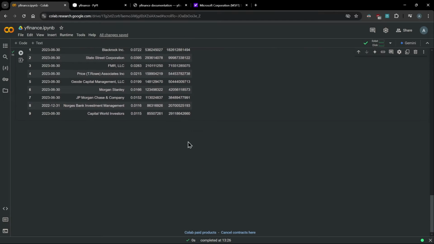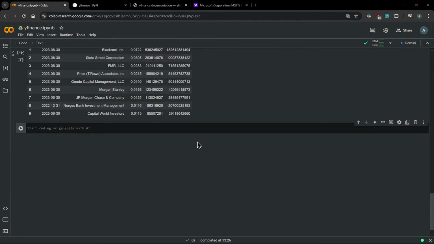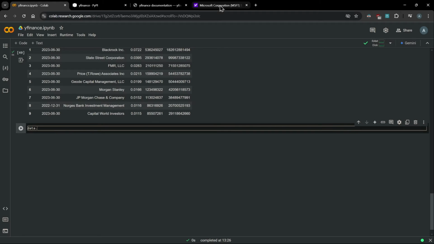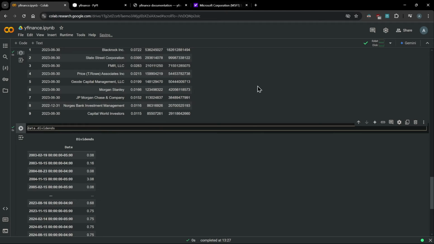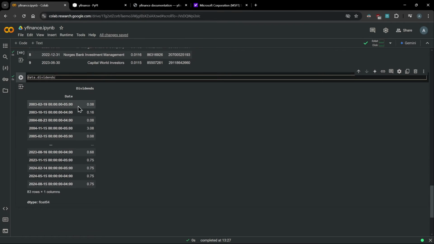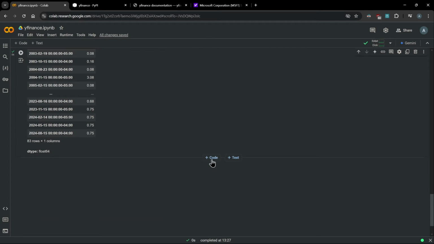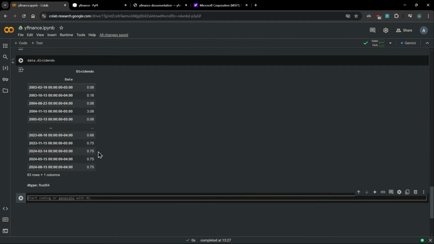Now, if you want to check the dividends that shareholders have gotten over the years, let's say data.dividends. So it started with 8 cents per share, and now it is at about 75 cents per share. Wow, that is quite the growth. And this is per share.